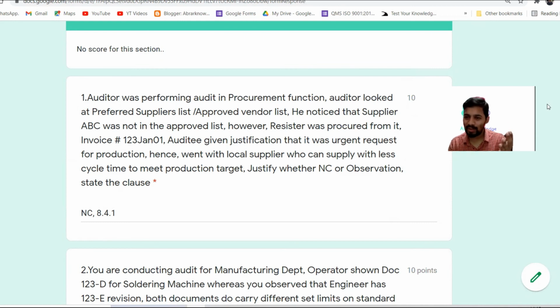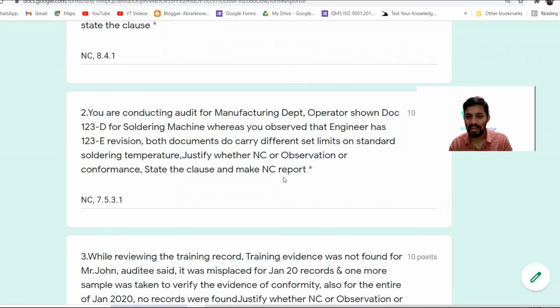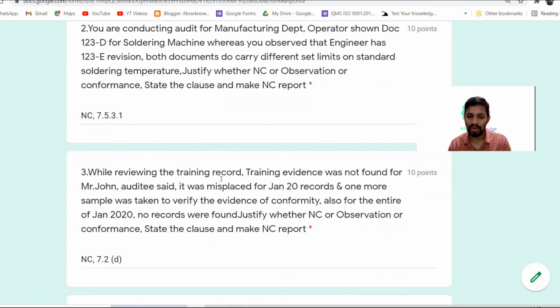8.1 talks about planning. 8.2 is requirement gathering, then design and development, then identifying whether you want to do supply yourself or with a supplier, which is 8.4. And 8.5 is production and then controls and so on. So 8.4 is the right class number. Let's see the next one. You're conducting an audit for manufacturing. Here there are two different documents, any document is 7.5.2 or 7.5.3, and in this specific case, the identification was a problem, 7.5.3.1.